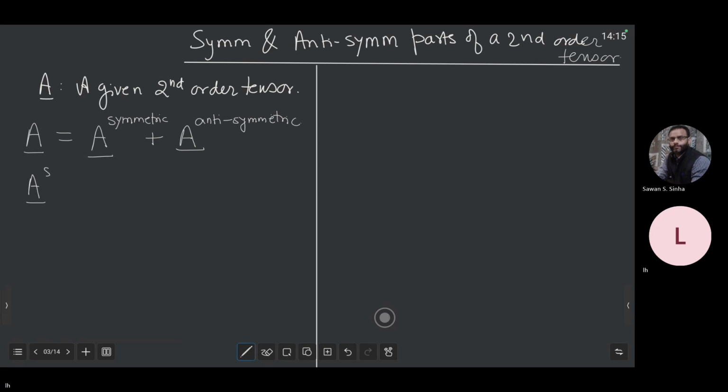Asymmetric part will be what? A plus A transpose by 2. It does turn out that this tensor, let's call it A sim, will be equal to A sim transpose. It does turn out. So the name is for a reason. This is a symmetric tensor. You can verify.